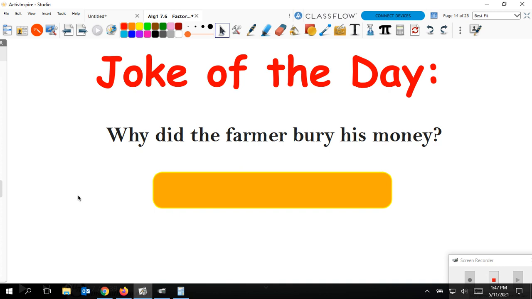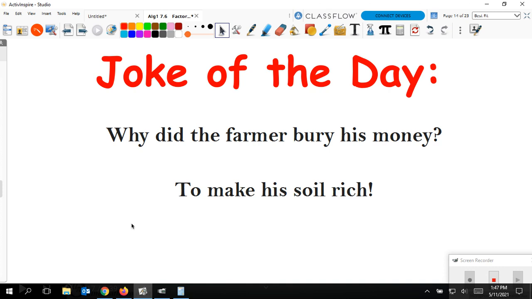Well, because to make his soil rich. He buried the money to make the soil rich. Oh, of course. Rich soil. That's what farmers love. Farmers love rich soil. They need rich soil to grow their stuff.